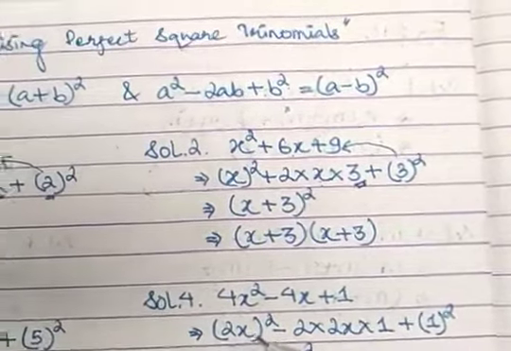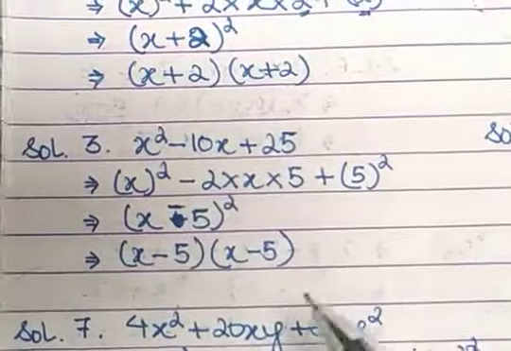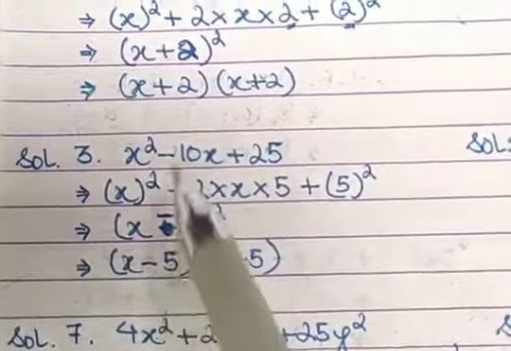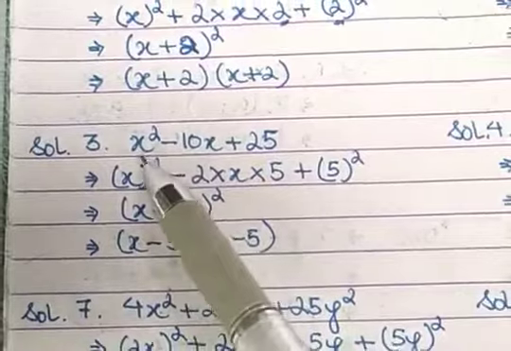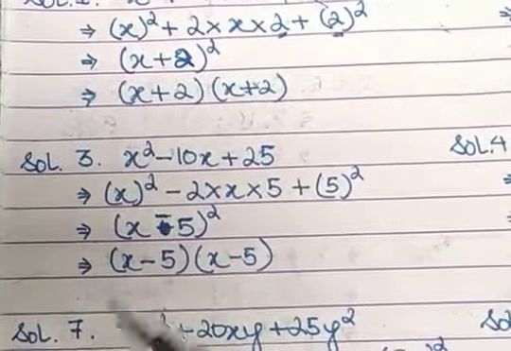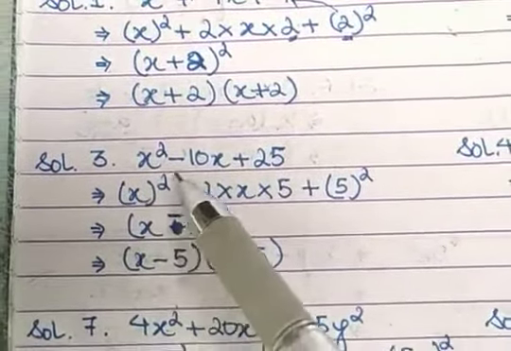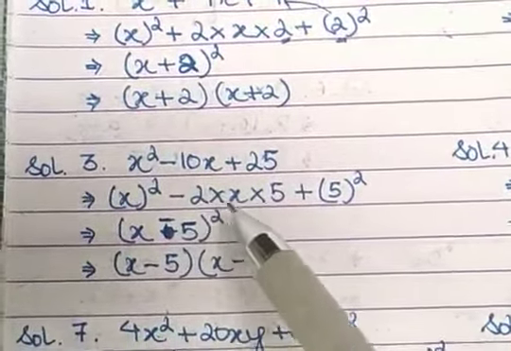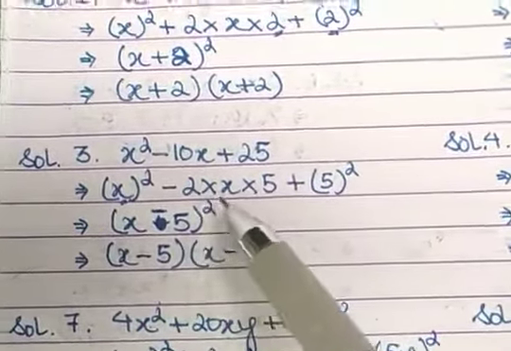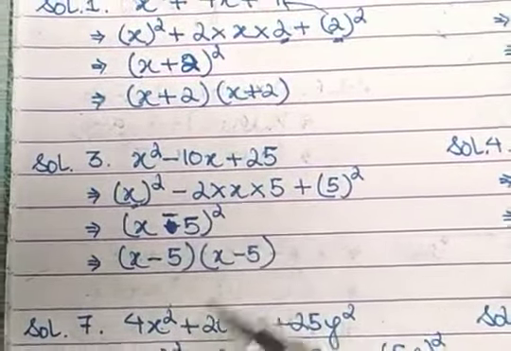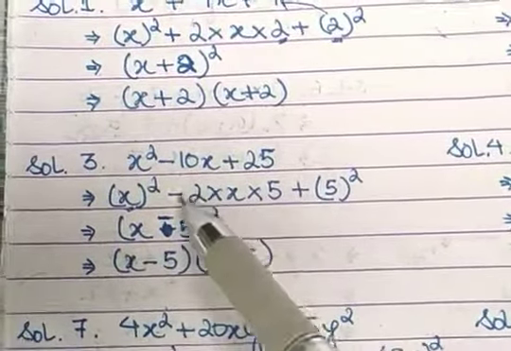Just a few more sums, it will be easier for you. For question number 3, we got a negative sign here: x square minus 10x plus 25. For this kind of sum, again the same thing will be applicable. It's just that it has a negative sign now. So x whole square minus 2a, for a I have got x, so 2 into x. Now what should I multiply with 2x to get 10x? The answer is 5, isn't it? 2x into 5 will give us 10x. So 10x, and the sign is also minus.